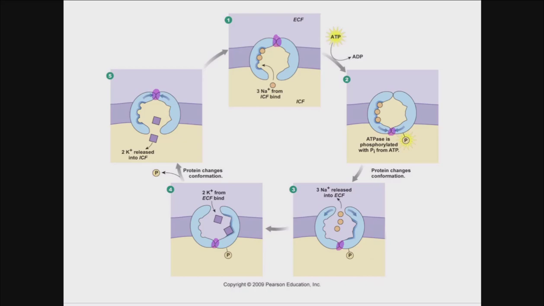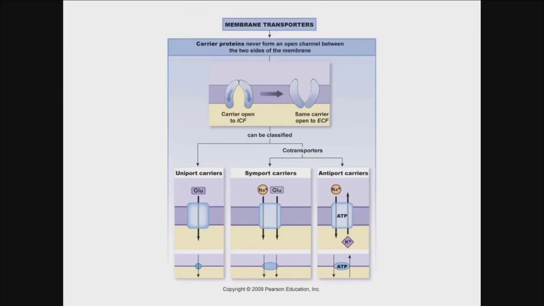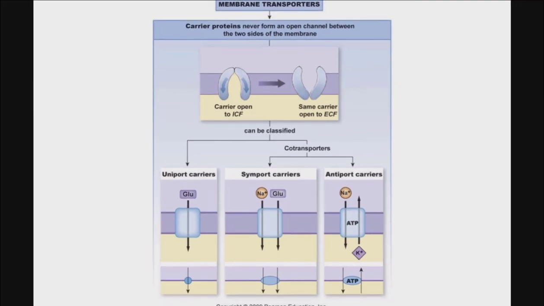If you carry one thing across, you are a uniport, uni meaning one. If you carry 2 things across, like the sodium-potassium pump does, then you are called a co-transporter. And you can see that here. Some carrier proteins carry only one thing across. Some carrier proteins carry 2 things across. Now you can carry them the same direction, or you can carry them opposite directions.